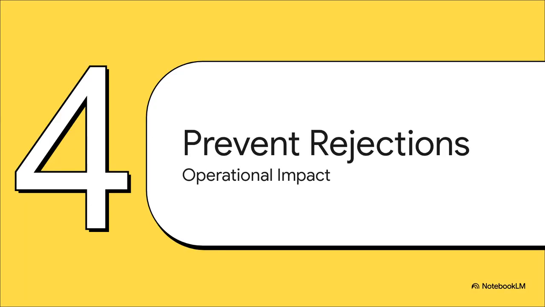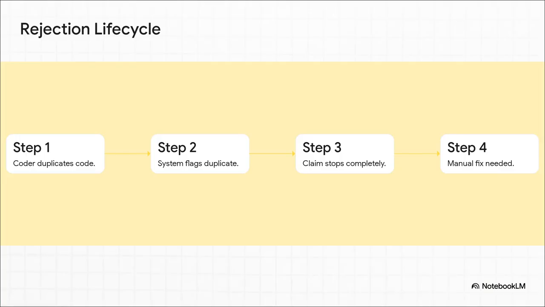Okay, let's wrap this up with Section 4, preventing claim rejections. Let's zoom out from the codebook for a second and look at the real-world operational impact of this. Because trust me, ignoring this rule isn't just some minor academic mistake. It's a massive structural billing error that costs facilities a ton of time and money.